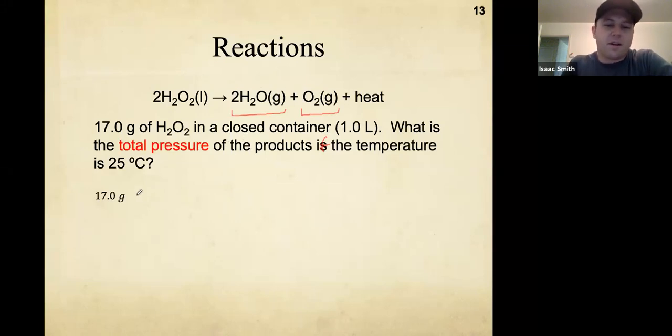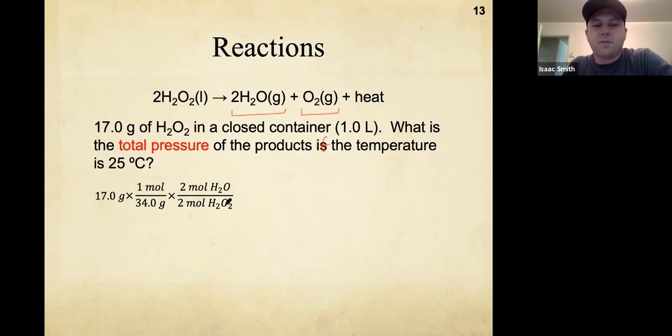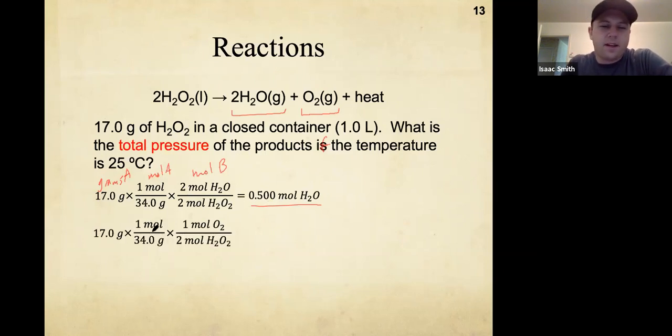So we're going to start with 17 grams of hydrogen peroxide. We convert from grams of peroxide to moles of peroxide using the molar mass. Then we can convert from moles of peroxide over to moles of water, okay? I'm not going to go all the way back to the map, but follow this on the map, okay? So here's grams of A. You have the map written out. We're going to convert to moles of A using the molar mass. We're going to convert to moles of B using the molar ratio. And that gives us moles of water, okay? All right. Same thing here, but we use the ratio for oxygen, and that will give us the moles of oxygen.